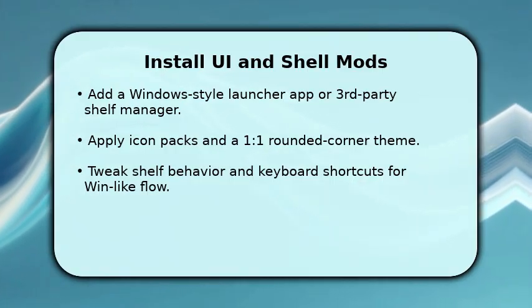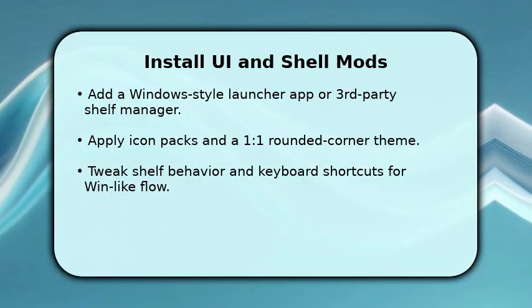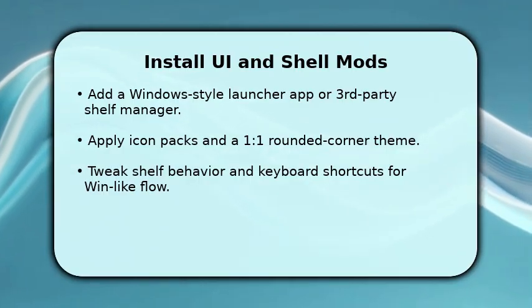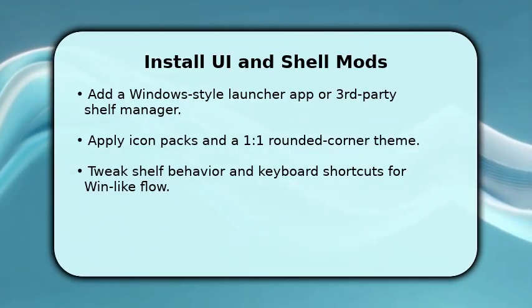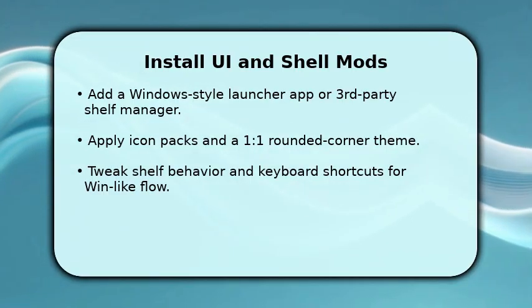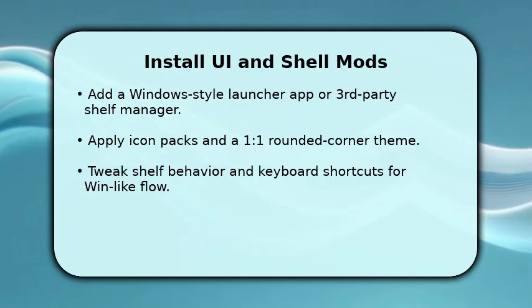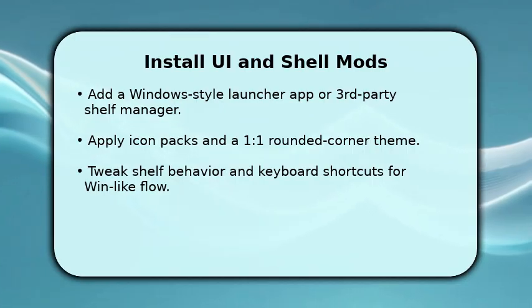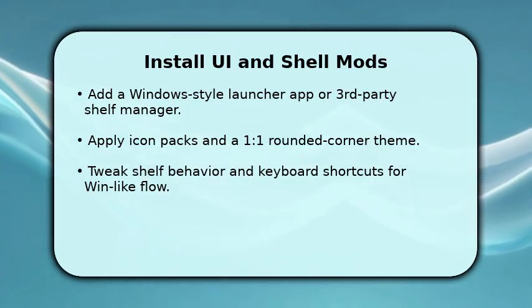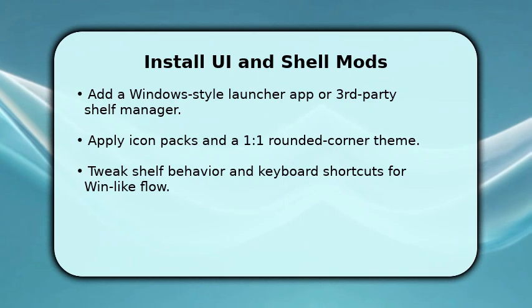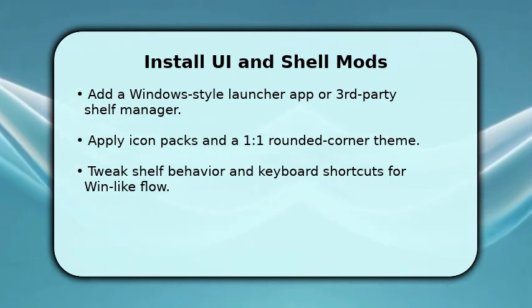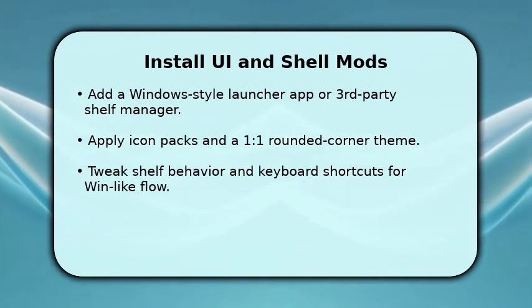You need it for app grouping and search behavior. Then apply an icon pack and a rounded corner theme to approximate Windows 11 aesthetics, because consistent icons and shape language sell the illusion. Once applied, tweak shelf behavior, auto-hide, and keyboard shortcuts so Alt plus Tab and Search act like Windows. This aligns muscle memory and makes the system feel native rather than just skinned.